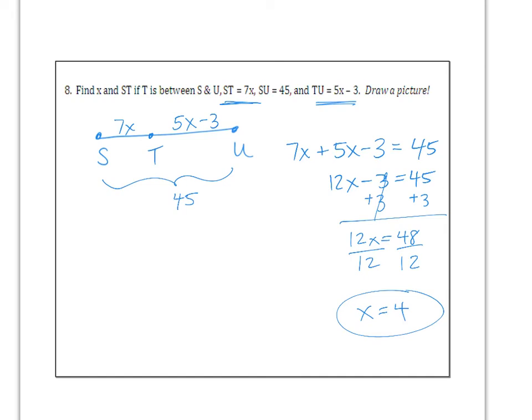If you go back and read the question, it says find x and the distance from S to t. So to find the distance from S to t, I'm going to have to take x, or 4, and plug it in up here. So it's 7 times 4, and 7 times 4 is 28. There are no labels in the question, so our final answer, the distance from S to t, is just 28.